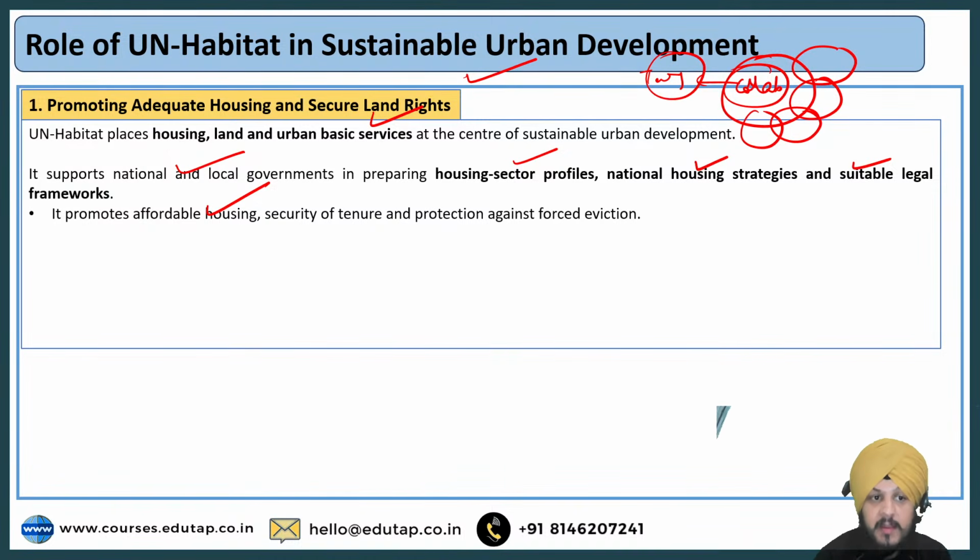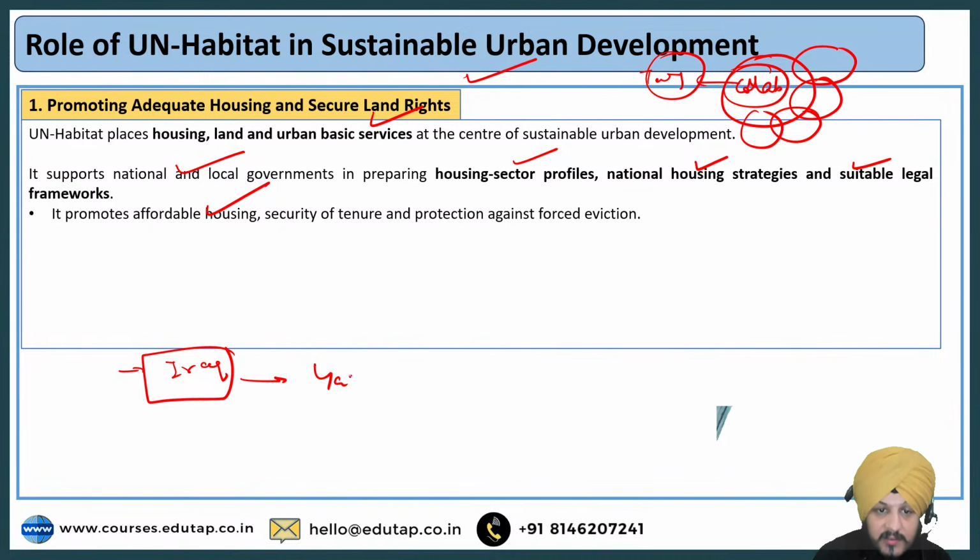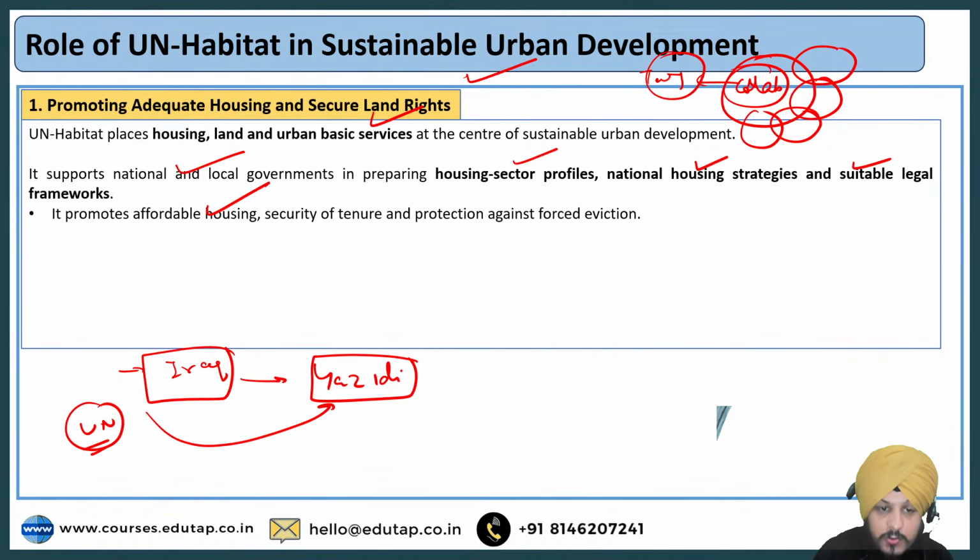Let me give you an example that has been very interestingly mentioned as a part of this report. Over here, it talks about basically Iraq. Now in Iraq, there is a minority community which is the Yazidis. You must have heard about the Yazidis. Now these Yazidi individuals have been supported by this UN Habitat, by issuing what? By issuing occupancy certificates.